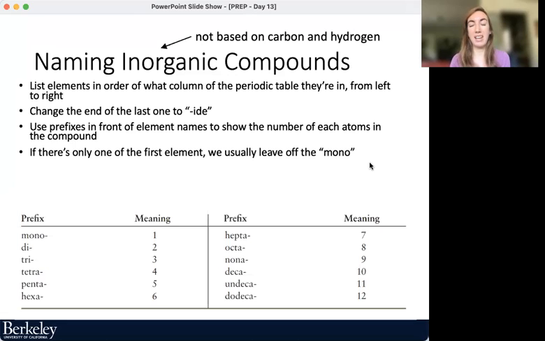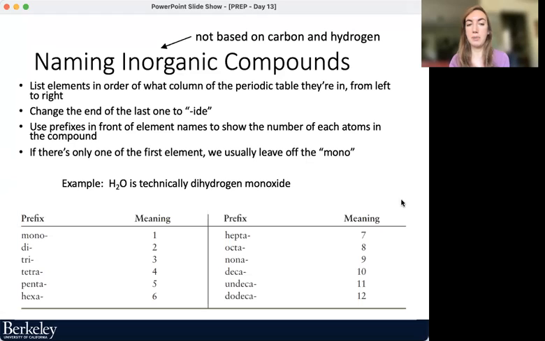And this is just a convention: if whatever comes first, if there's only one of it, we usually leave off the mono. But if you put the mono on there, everyone will know what you're talking about. But if you see the first one without a mono, you can assume that it's one.